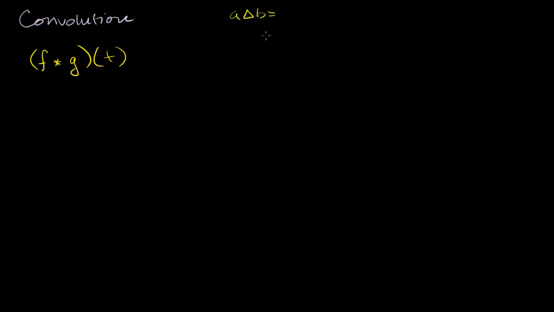So let me undo this silliness that I just wrote there. The definition of the convolution, there are several definitions you'll see, but the definition we're going to use in this context is the integral from 0 to t of f of t minus tau times g of tau d tau.